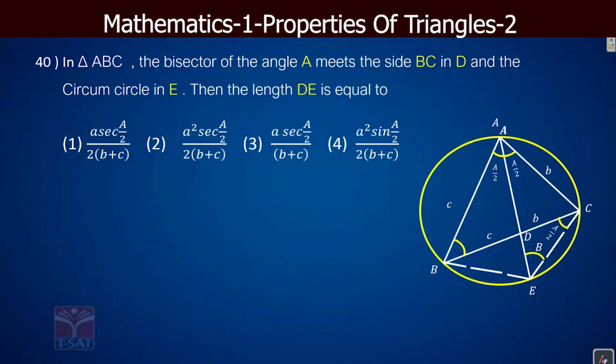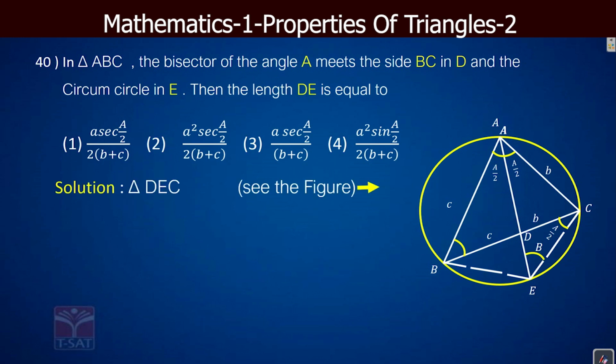Now see this. In triangle ABC, the bisector of the angle A meets the side BC in D and the circumcircle in E. Then the length DE is equal to: 1, A secant A by 2 by 2 into B plus C; 2, A square secant A by 2 into B plus C; 3, A secant A by B plus C; and 4, A square sin A by 2 by 2 into B plus C. But this is a good problem.